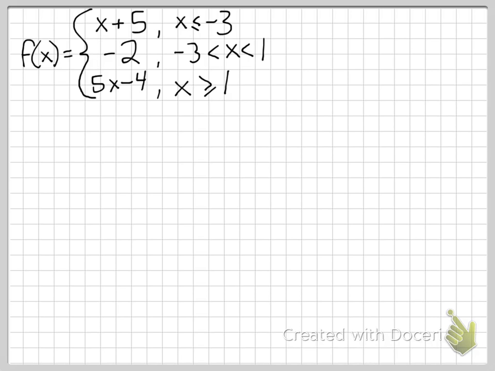I have x plus 5 when x is less than or equal to negative 3. I have negative 2 when x is between negative 3 and positive 1. And lastly, I have 5x minus 4 when x is greater than 1. So let's take a little bit different approach here. Let's just think of our intervals this time. So when x is less than or equal to negative 3, something important happens on the left side of negative 3, or at negative 3 we should say, because it's x plus 5 on that side.